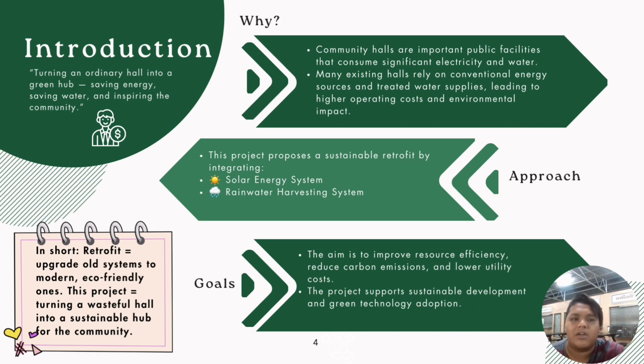Community halls now use a lot of electricity and water, which leads to high cost and environmental impact. So the approach we chose to take is to implement a solar energy system and also a rainwater harvesting system. So what are our goals? The aim is to improve resource efficiency, reduce carbon emissions, and lower utility costs. Other than that, the project also supports sustainable development growth and green energy adoption. Okay, moving on to the next slide.